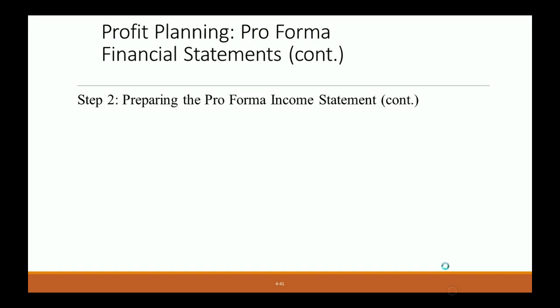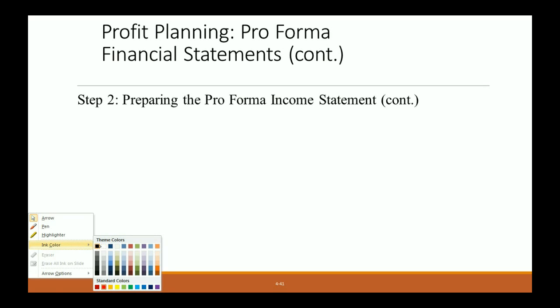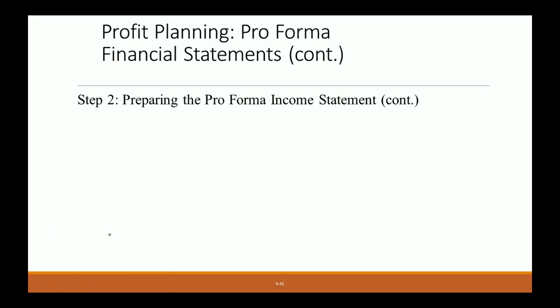And so you can find this information on Canvas. It is under Chapter 4, and it is called Vectra. So if we're going to prepare our pro forma income statement, we're going to look at historical numbers and then translate them to the future.